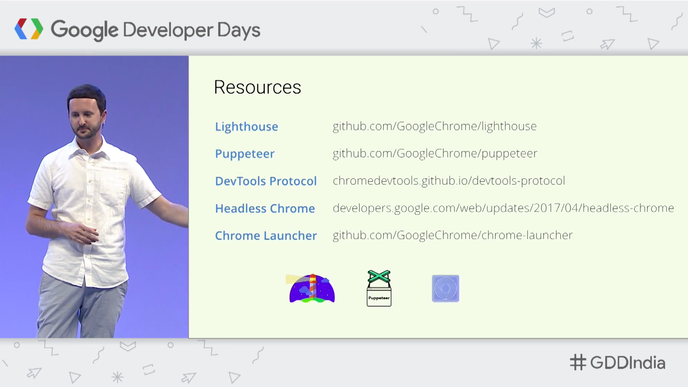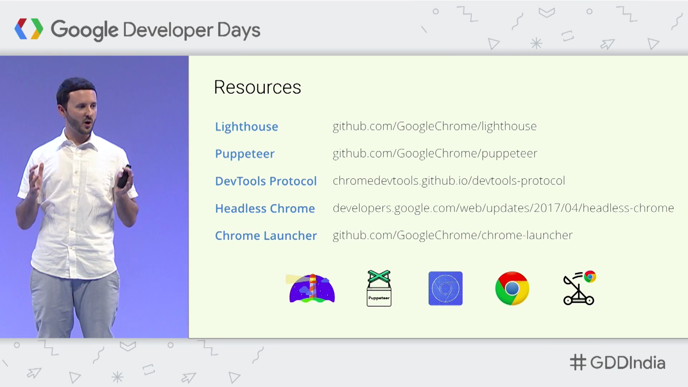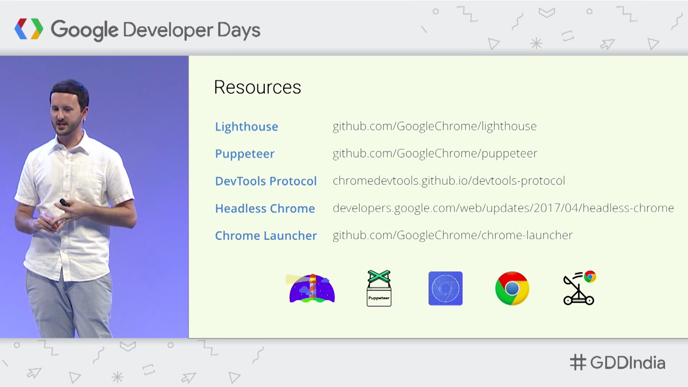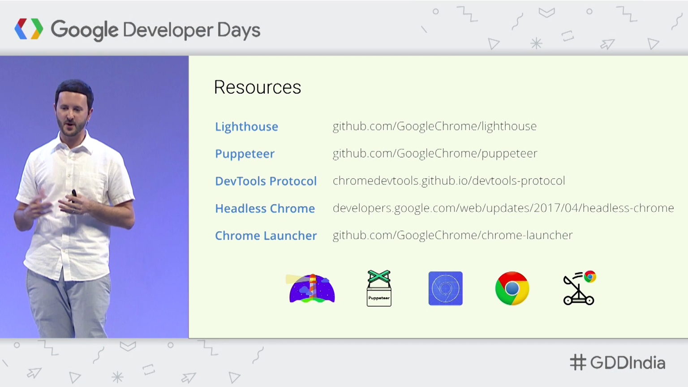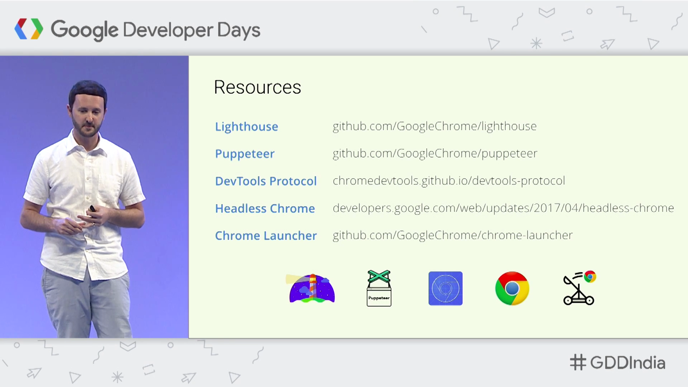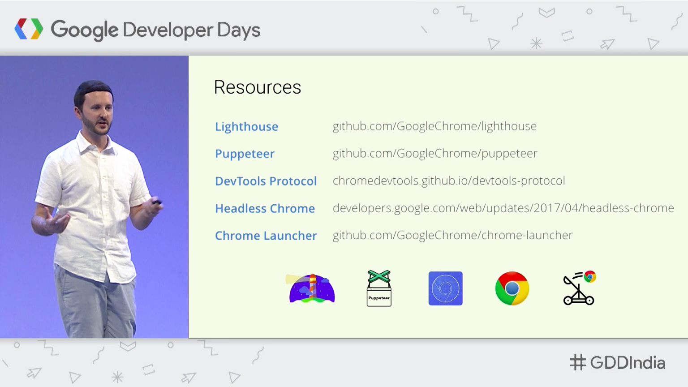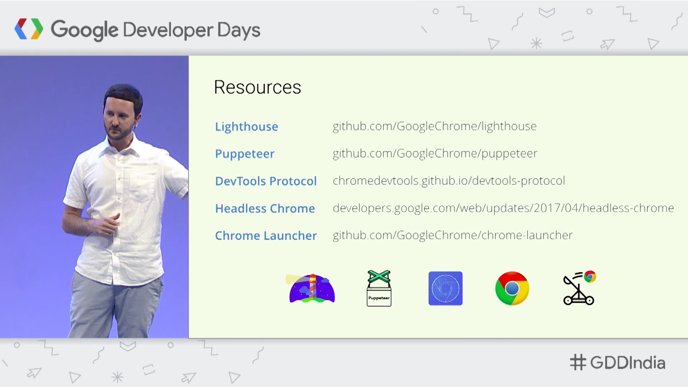It's very important. So with that, we throw a lot of stuff your way. Here are all the open source projects and resources that we talked about today. Lighthouse, which V covered, Puppeteer, the DevTools protocol, if you want to really know what the DevTools and that API can do, really awesome stuff. The article on Headless Chrome and the Chrome Launcher module. If you just want to work with Headless Chrome, check that out.